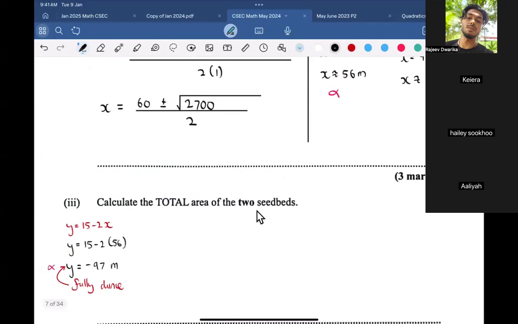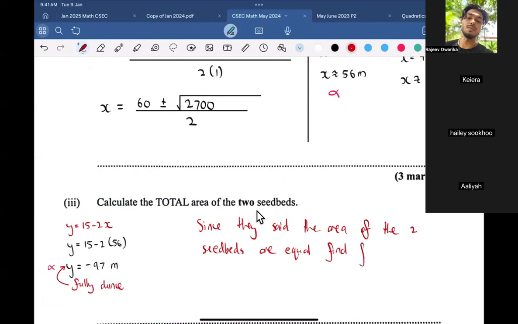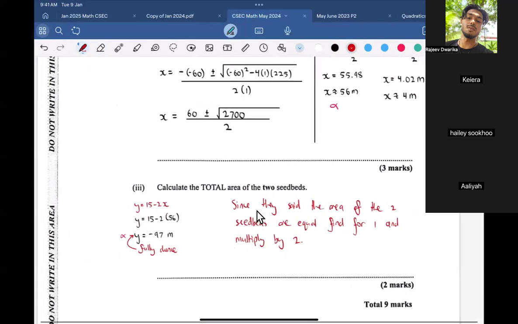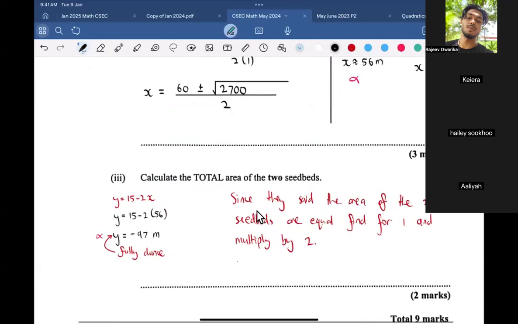All we had to do, since they said the area of the two seedbeds are equal, find for one and multiply by two. You get what I'm saying there? Find for one and multiply by two, because it's the same.